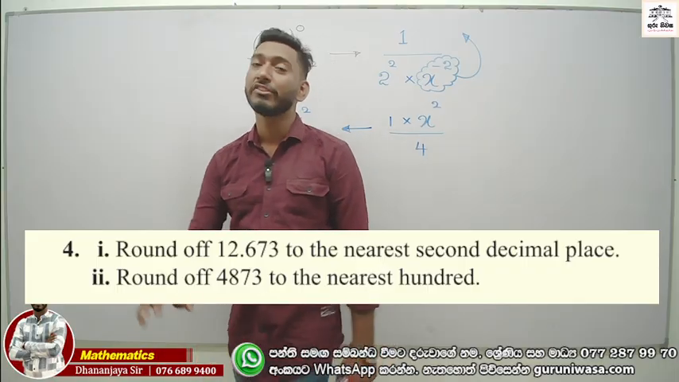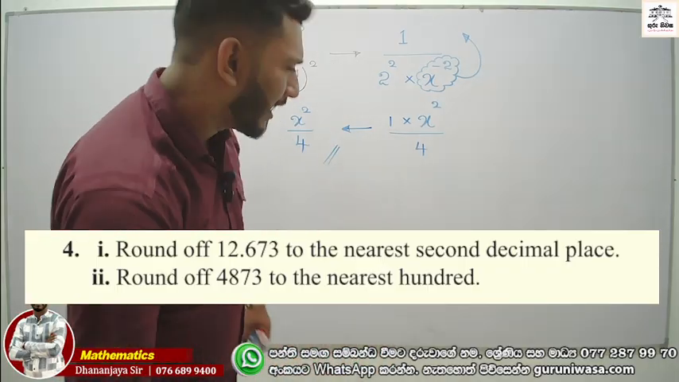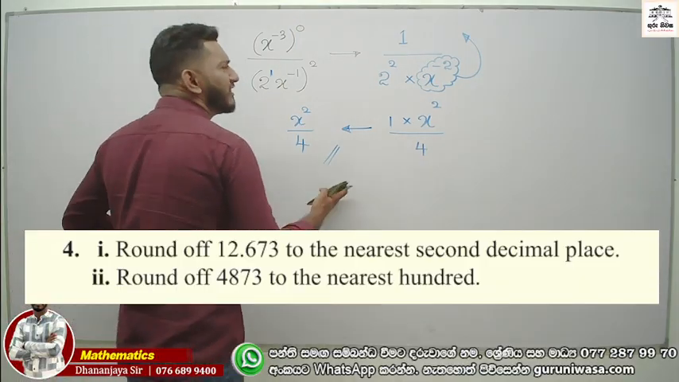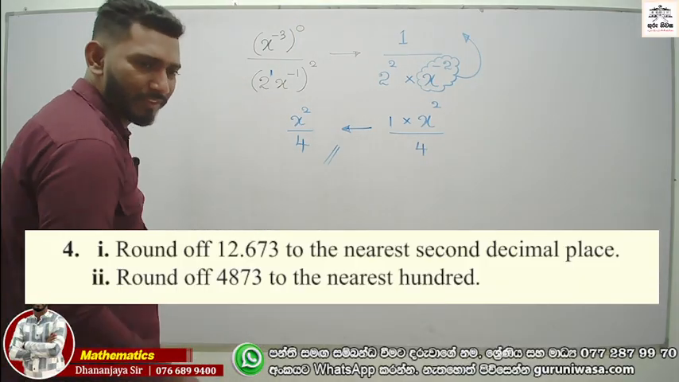Now, the fourth one: round off to the nearest second decimal place, and round off to the nearest 100. That's very easy. I think within 30 seconds you can find the answer, right?